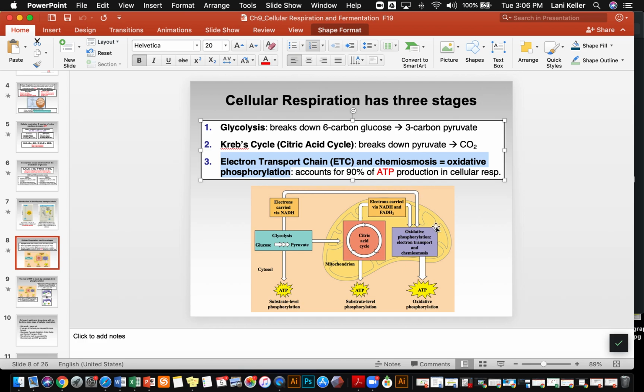And then through this oxidative phosphorylation, that is where, and the phosphorylation is when ADP gets made into ATP through the process of chemiosmosis.